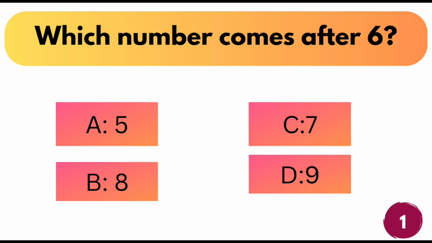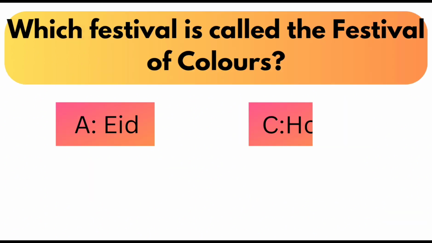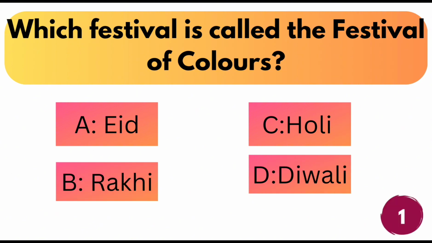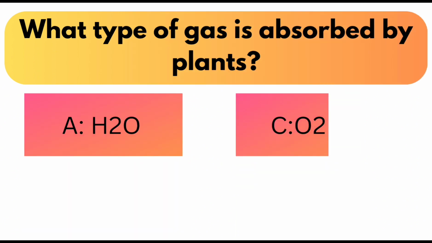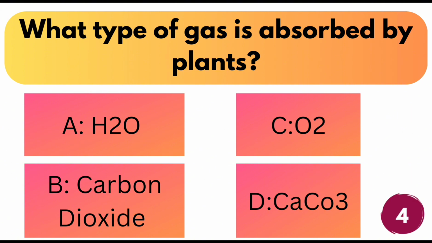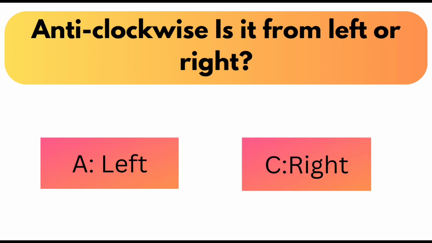Which number comes after 6? C is the right answer. Which festival is called the Festival of Colors? C is the right answer. What type of gas is absorbed by plants? B is the right answer. Anti-clockwise, is it from left or right? A is the right answer.